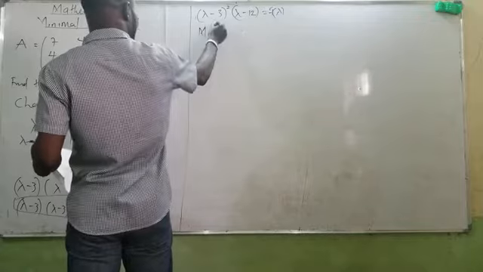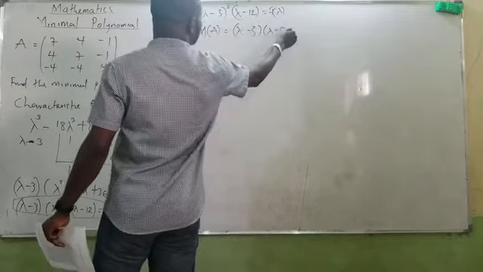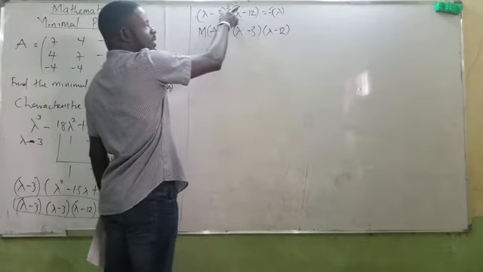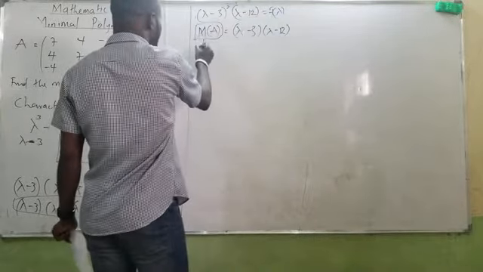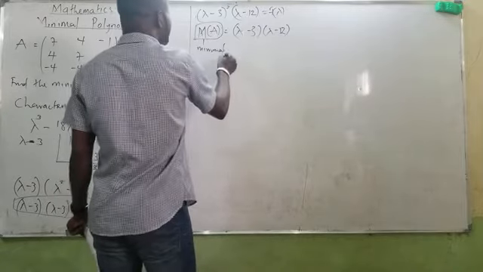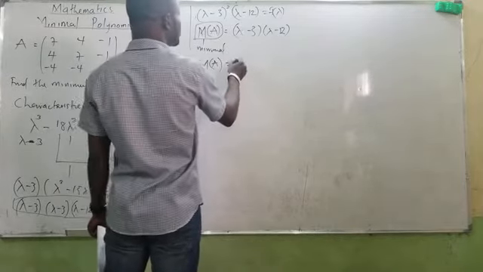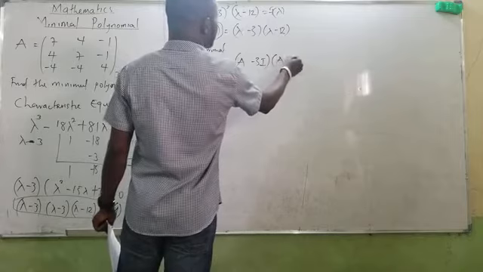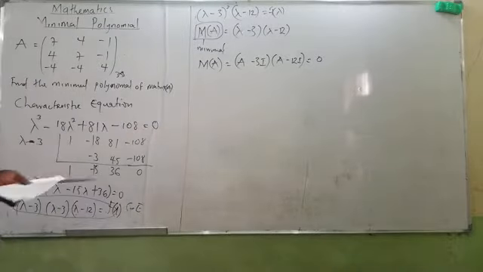monic of A will be equal to lambda minus 3, lambda minus 12. That is my monic of A. Can you see? At this point, I've neglected my power of 2. Since I've neglected my power of 2, this will be a minimal polynomial if and only if M of A, which is A minus 3I bracket of A minus 12I, is equal to 0. That's when it will be a minimum. But if not, it's not a minimum.